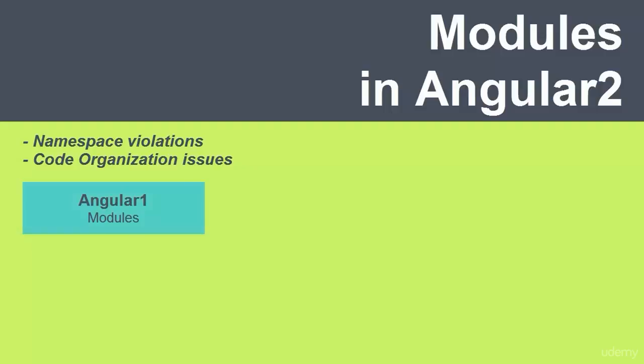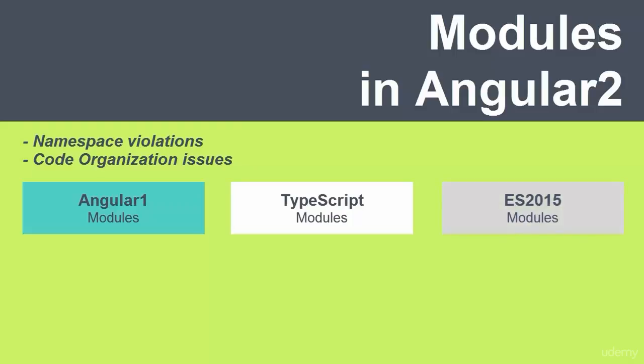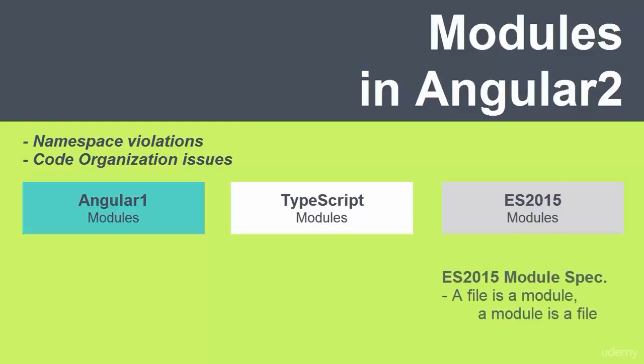Angular 1 has modules to help us organize our code and resolve some namespacing issues. TypeScript also has modules that help keep things out of the global namespace. ES 2015 set a standard for defining a module. In ES 2015, a module is a file, and a file is a module. So in coding ES 2015, we don't need to define or name modules. Just create a file, write some code, export or import something, and instantly the file becomes a module.